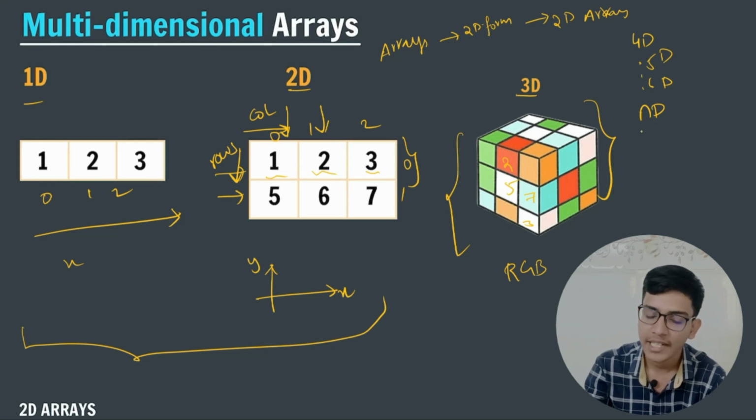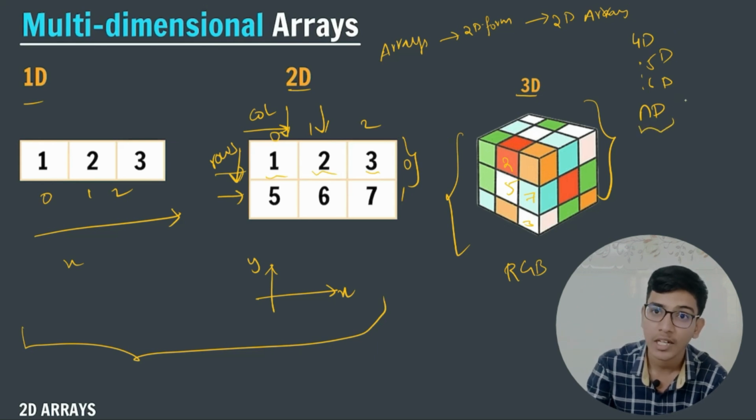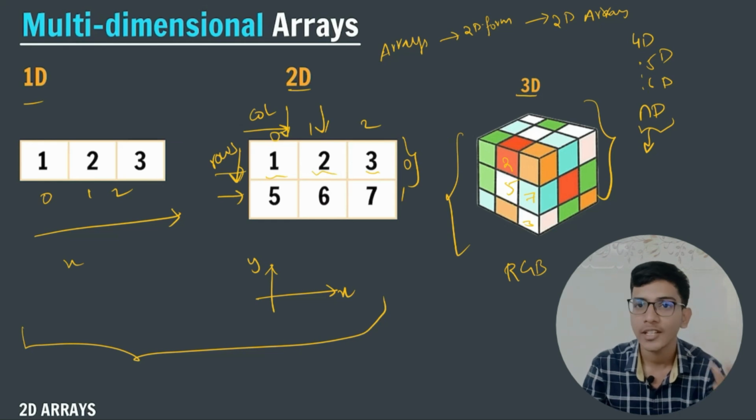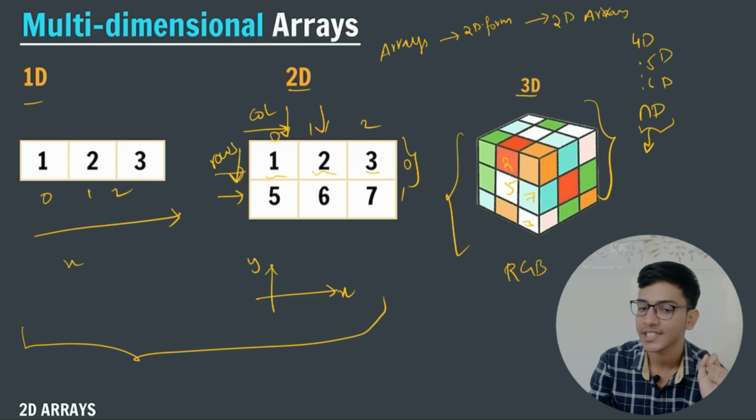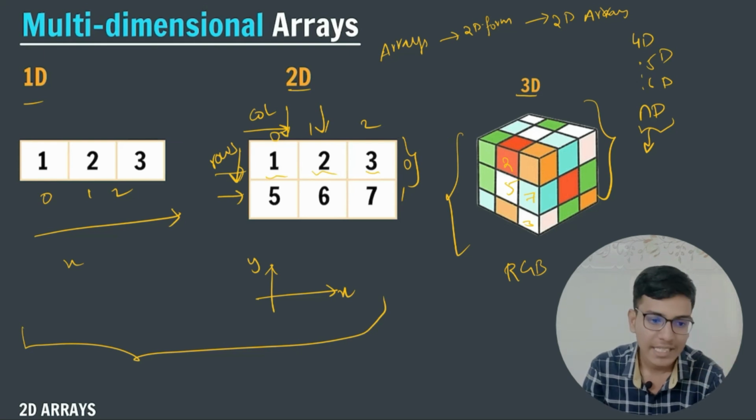Maybe if you are studying machine learning or artificial intelligence, ND arrays are used to store data in n dimensions. So when you study machine learning or data science in the future, then ND arrays are necessary. This is known as multi-dimensional arrays.